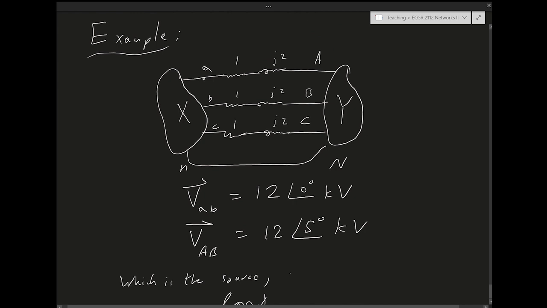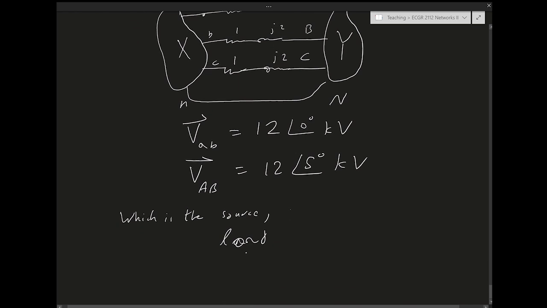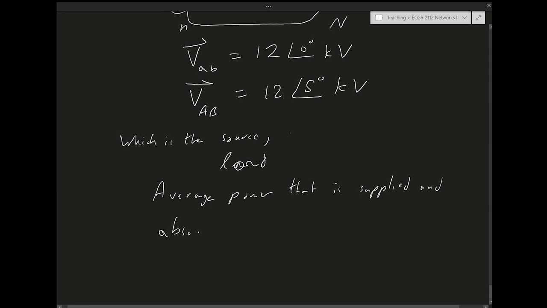Meaning, another way of asking the question is, how is power flowing through this interconnection? What is sourcing power and what is absorbing power? Is system X sourcing power, or is it system Y? Is system X absorbing power, or is it system Y? And the other question is, what is the average power that's flowing, that is supplied and absorbed?